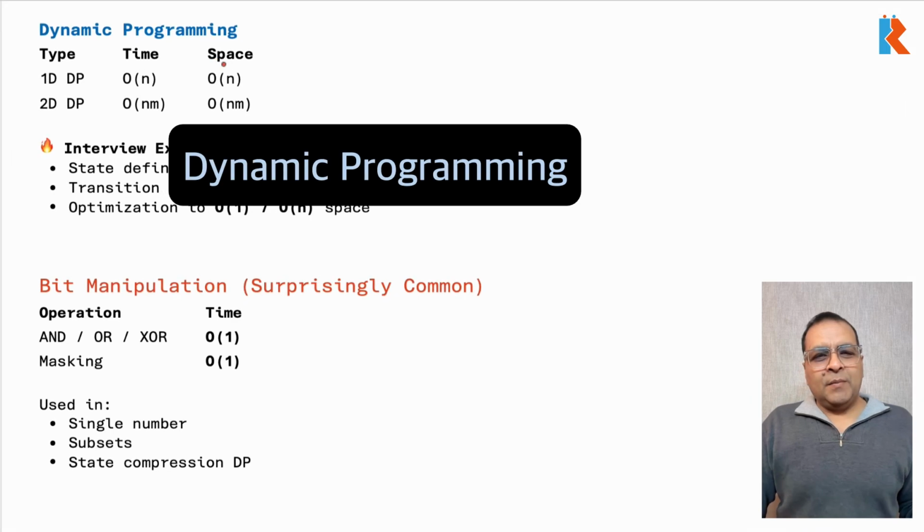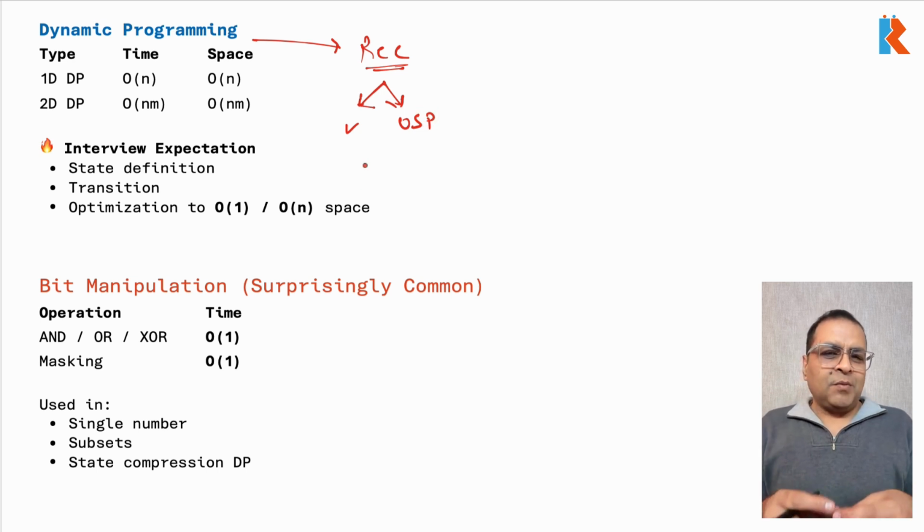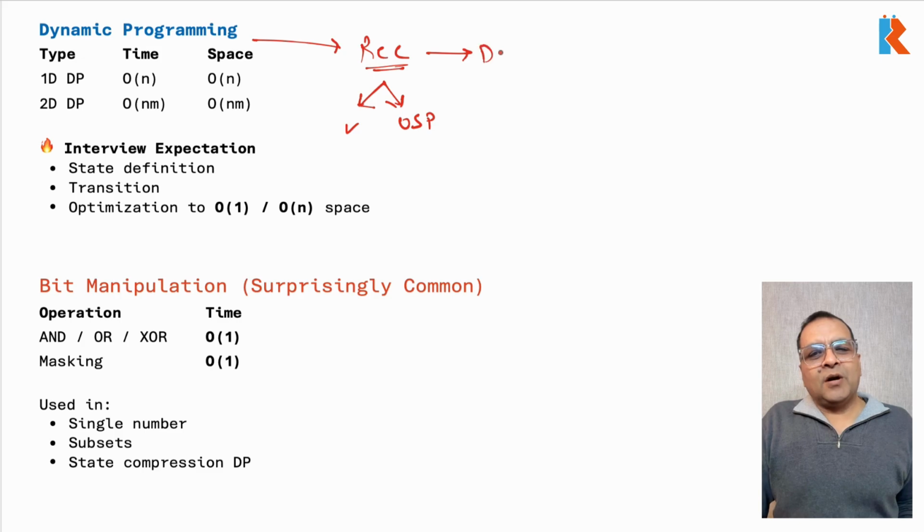Next is dynamic programming. A dynamic programming problem is first solved using recursion. If you have a recursive solution that is taking a lot of time, typically an exponential time, and we have overlapping subproblems in this recursion, which means that we are solving the same subproblem again and again, then we optimize this recursion using dynamic programming.